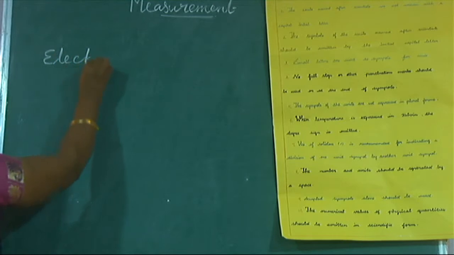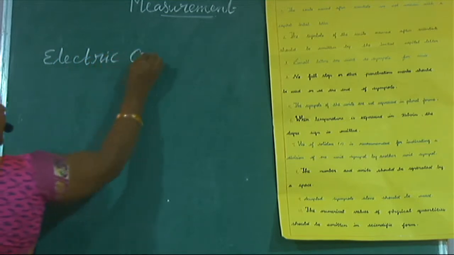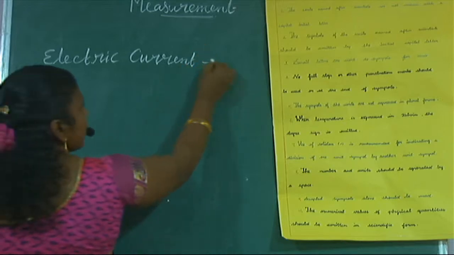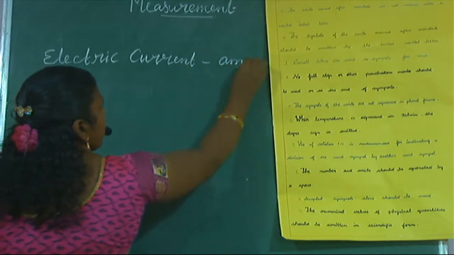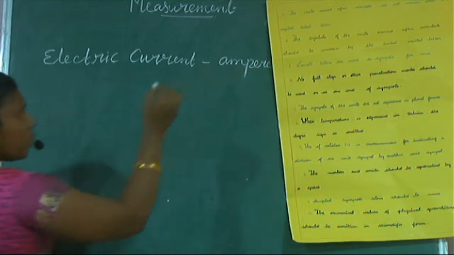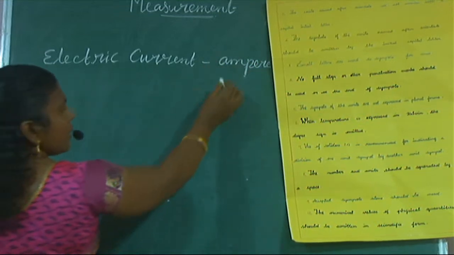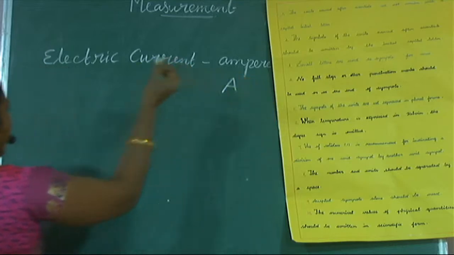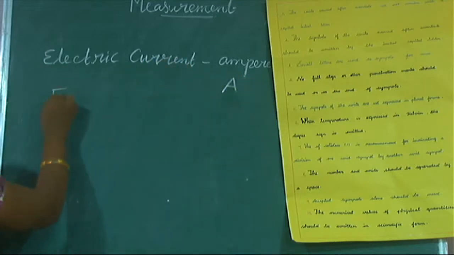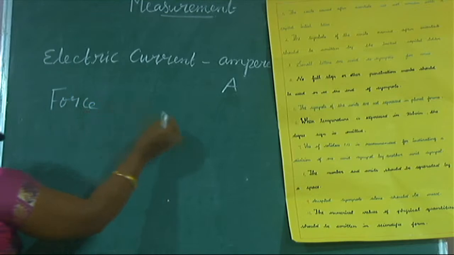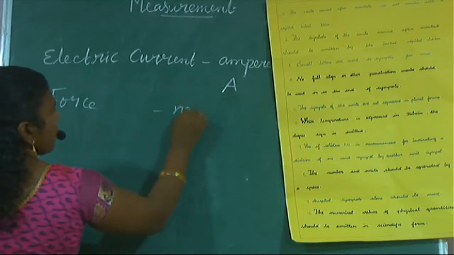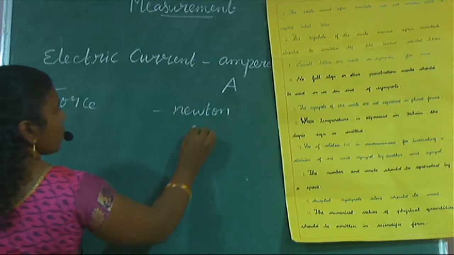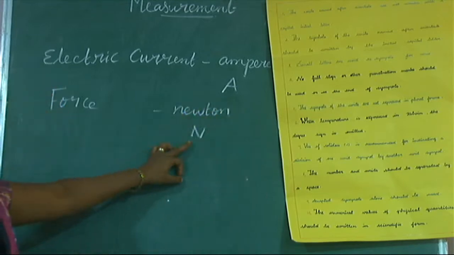Already all of you know the unit of electric current. What is the unit of electric current? Ampere. Ampere is the unit of electric current. The symbol of the ampere is capital A. Then what is the unit of force? The unit of force is Newton. The symbol of Newton is capital N.